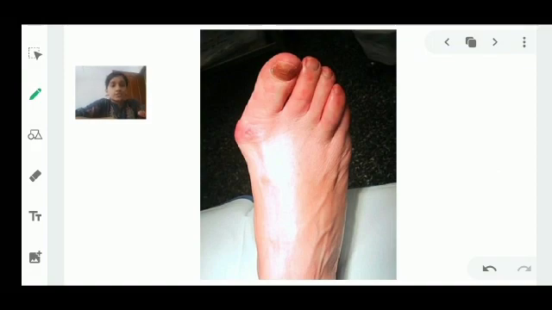This condition is called hallux valgus. Hallux valgus is a situation in which the big toe passes transversely under the second toe. It is due to the abnormal protrusion of the metatarsophalangeal joint, the head of the first metatarsal. This is abnormal protrusion of the head of the first metatarsal medially. That's about the hallux valgus.